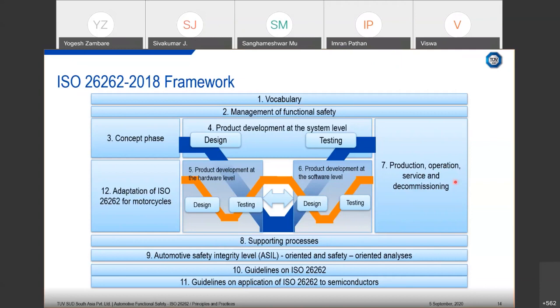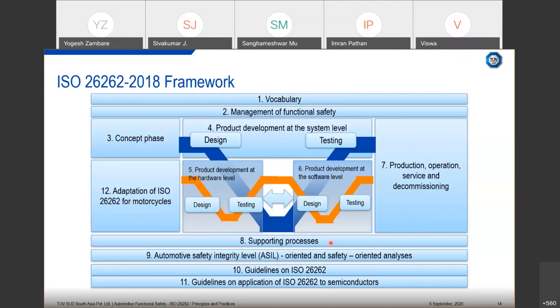And then coming to the production, operation, service, and decommissioning aspect. So basically it gives detailed information with respect to what needs to be considered when you are developing a system, where you also need to consider production, operation, service, and decommissioning aspects, and a lot of instructions and manuals that need to be generated out of it. And then coming to part 8, the supporting processes. The way the distributed development process and related aspects need to be considered, and the safety requirements, verifications, and the reuse strategy aspects like software component qualification, hardware component evaluation, and proven in use argument.